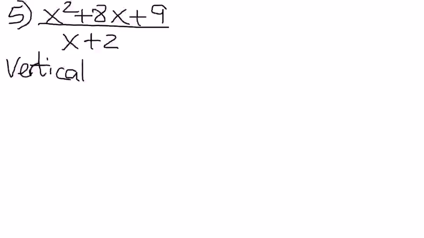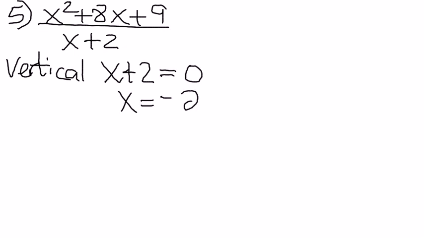Number 5 is finding all possible asymptotes. The first thing is to find vertical if there are any. Your vertical asymptotes is always whatever your denominator is when it equals 0. In this problem, our denominator is x plus 2. I'm going to take that denominator, make it equal to 0, and my vertical asymptote is x equals negative 2.